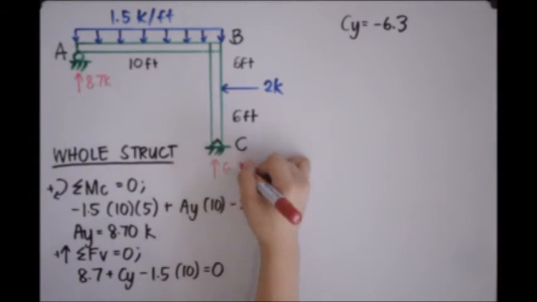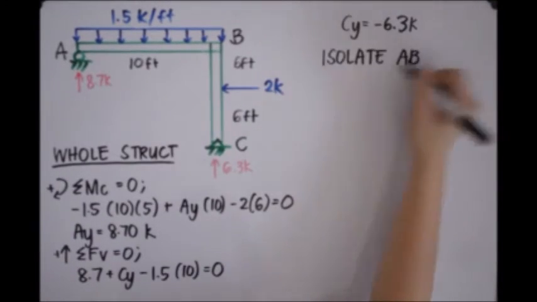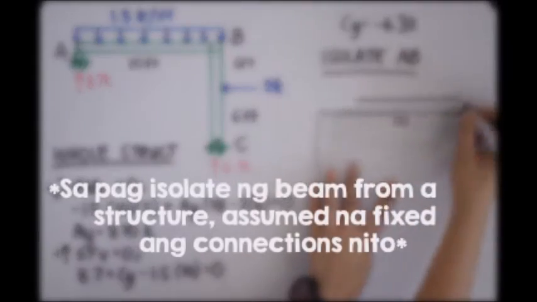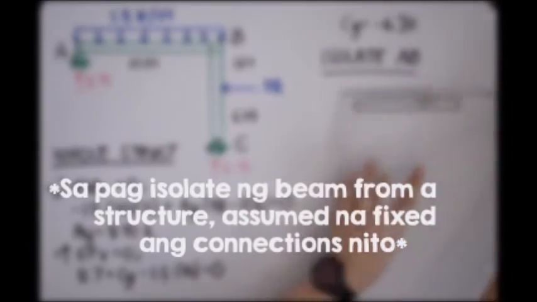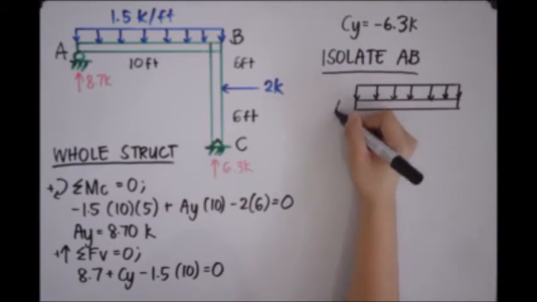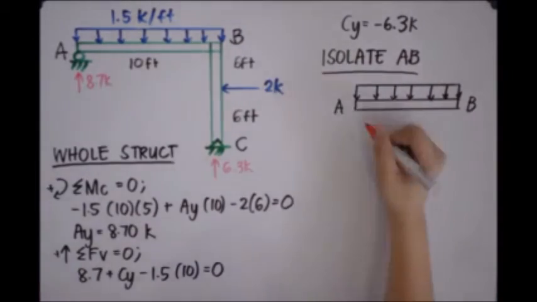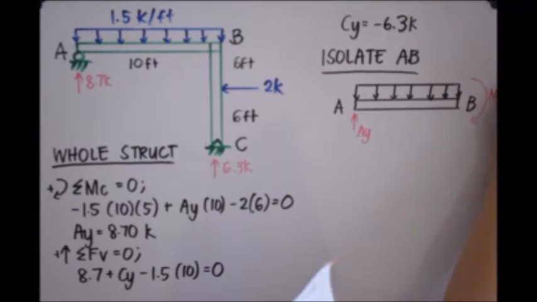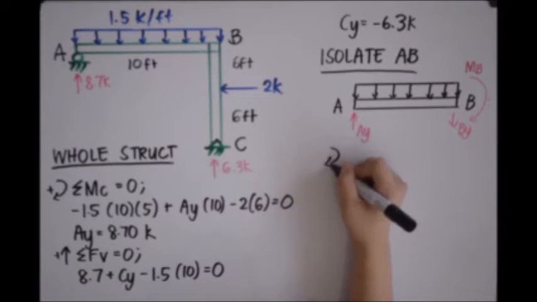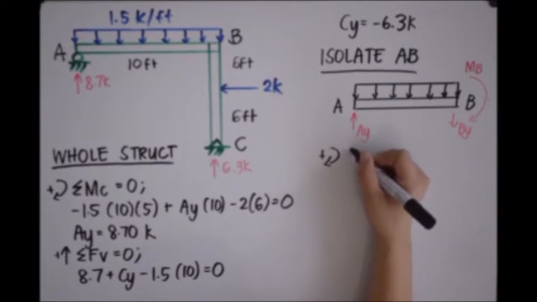To compute for the reaction at B, i-isolate lang natin ang beam AB. Take note, sa tuwing mag-isolate tayo ng beam from a structure, assume as fixed ang connections nito. So magkakaroon tayo ng vertical, horizontal, at moment sa mga joints dito. But in this case, vertical at moment lang kasi walang horizontal load. Assume muna tayo ng direction ng moment, let's say clockwise.